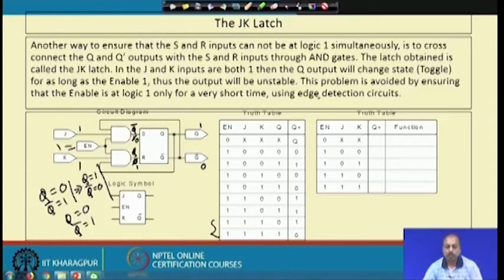So, the Q line will continually flip and the Q bar line will also continually flip. This is the problem with the JK latch: as long as the enable is equal to 1, if J and K inputs are both 1, then the Q output will change state for as long as the enable is equal to 1, and thus the output will be unstable.